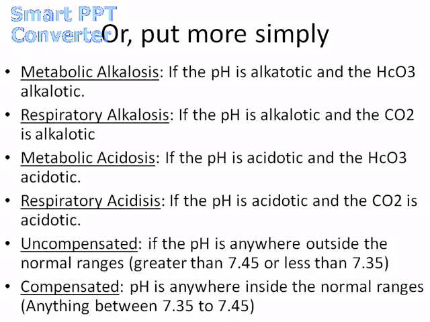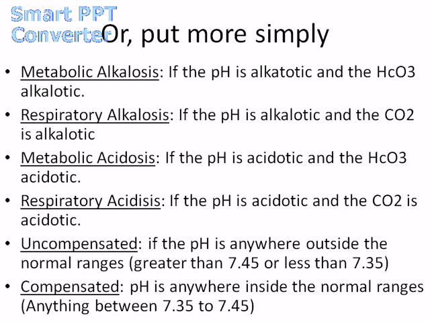Okay, let's put that a little bit more simply. Metabolic alkalosis: if the pH is alkalotic and the bicarb is alkalotic, we have metabolic alkalosis. We have respiratory alkalosis if the pH is alkalotic and the CO2 is alkalotic. We have metabolic acidosis if the pH is acidotic and the bicarb is acidotic. And we have respiratory acidosis if the pH is acidotic and the CO2 is acidotic.